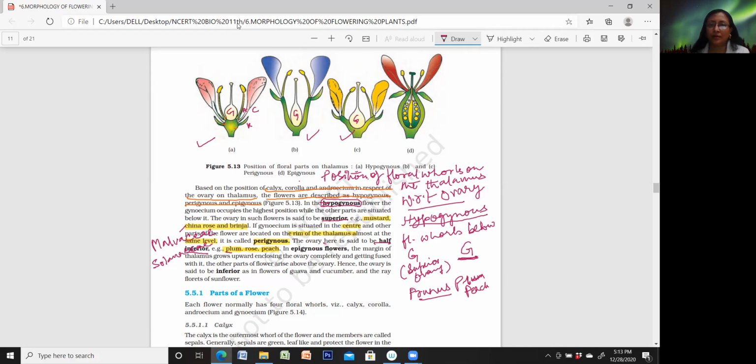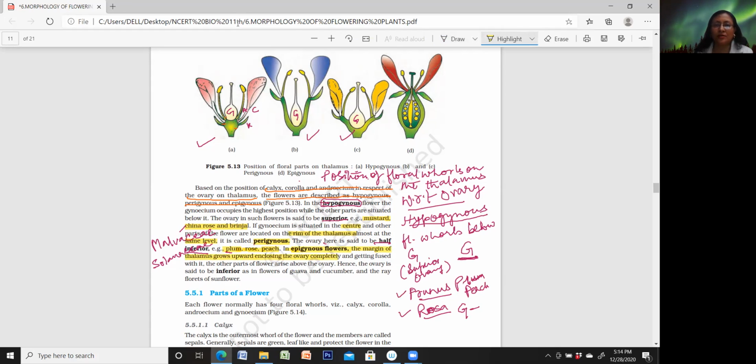Aloo bukhara and aru in Hindi. And rose, all of you know, Rosa indica. So these are the examples of half superior, half inferior ovary, which we symbolize like this. The bar is on the side, G and a side bar. Okay, so the third remaining here is epigynous.